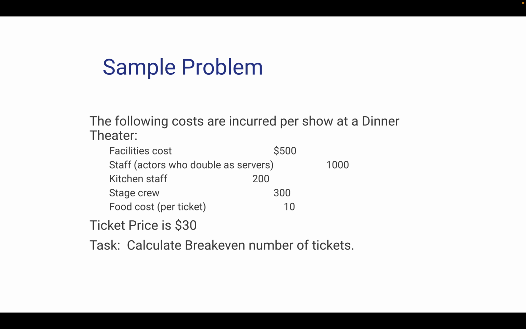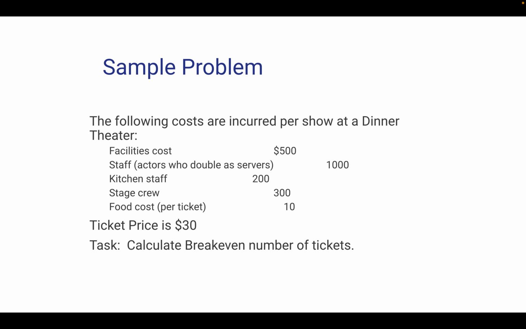So if we look at another example, a very simple dinner show in a theater, our facility costs are 500, our staff is 1,000, kitchen staff is 200, storage crew is 300, and food costs per ticket are 10. Ticket price is 30. Calculate the break-even point by the numbers. So I'm going to run this briefly just to show you the example. It's pretty easy now to see what you have to do.